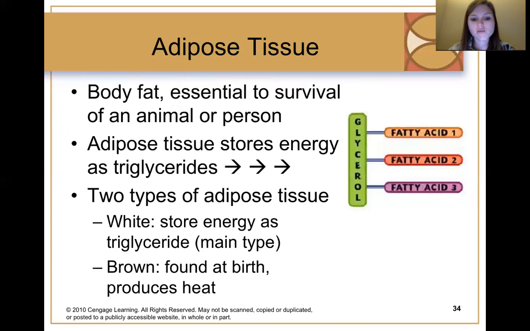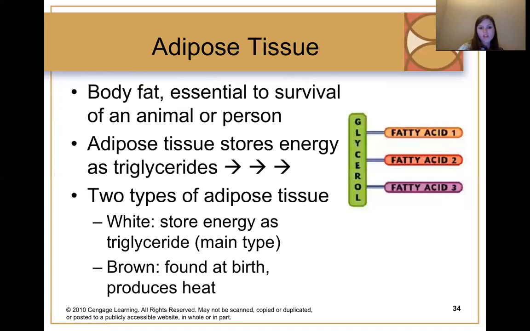So adipose tissue stores energy as what are called triglycerides. And here's just a simple picture of what that looks like. There are some more scientific pictures, but for the purpose of this class, this is all you really need to know. Triglycerides are just 3 fatty acids attached to a glycerol backbone. So you have monoglycerides, which would be 1 fatty acid, diglycerides would be 2, and then you have triglycerides, which would be 3 fatty acids. So adipose tissue stores energy in that triglyceride form, 3 fatty acids attached to a glycerol.